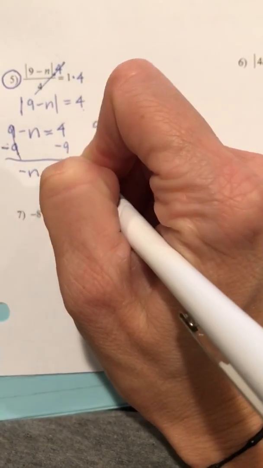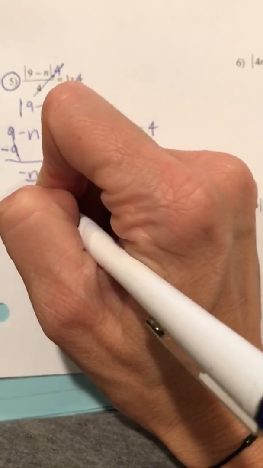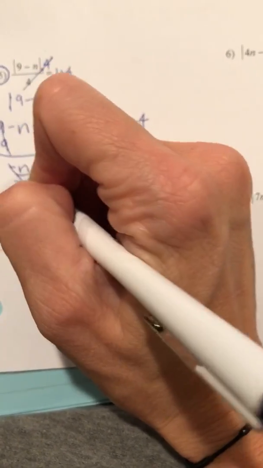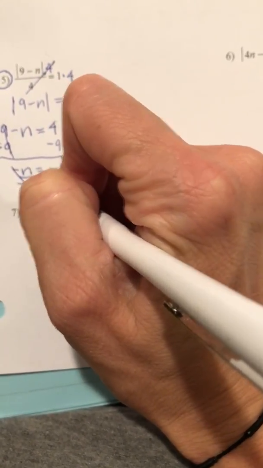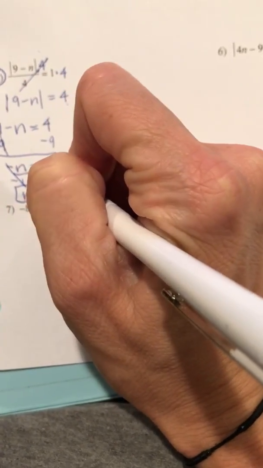4 minus 9 would be negative 5. Then divide by negative 1. So I have n is equal to 5 as one solution.